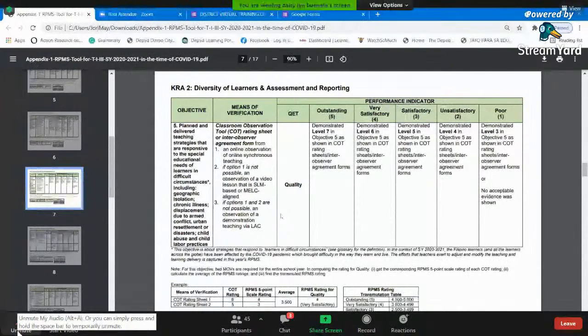So again, your COT1, you photocopy and put it in this part, because you will use it anyway. And then your COT2, you photocopy and put it under this objective. Okay, so that is objective number 5. So let us go to objective number 6.